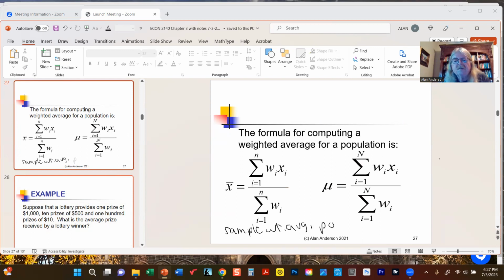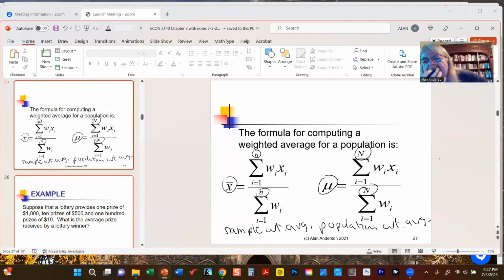On the right, of course, is the population weighted average. I have to abbreviate it because I'm running out of space. How do you know which is which? Oh, that's right. The population measure uses the Greek letters, and we have the uppercase N's here. But that's it. Again, that's the only difference. So it's the same thing in both cases, only with different notation.